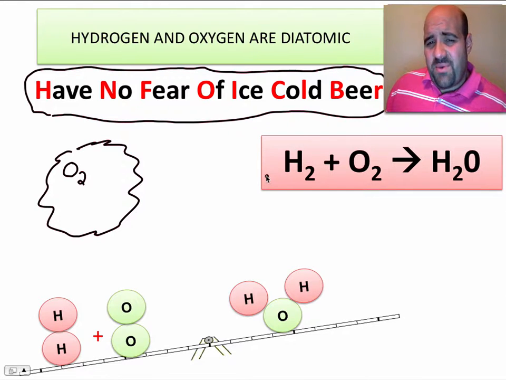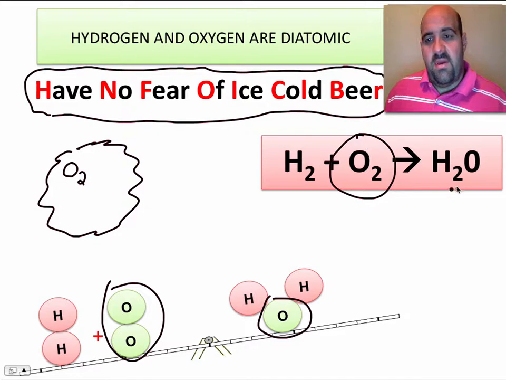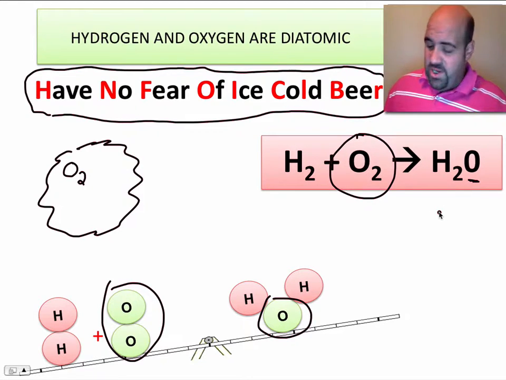So the first thing we would write is an equation like this for the formation of water: H2 plus O2 yields H2O. And we see this is not balanced. There's two hydrogen on both sides, that's balanced, but we have two oxygen here and only one over here. So how do we balance this equation?